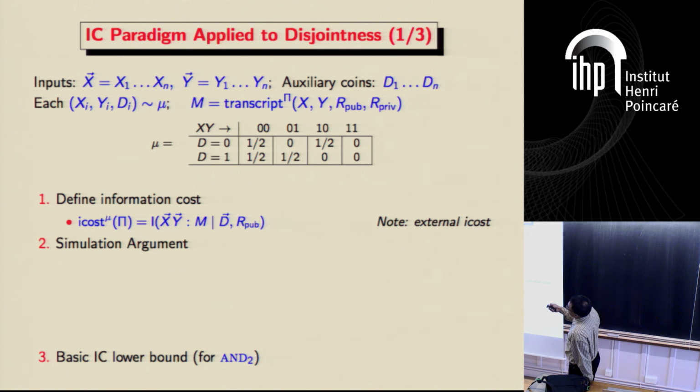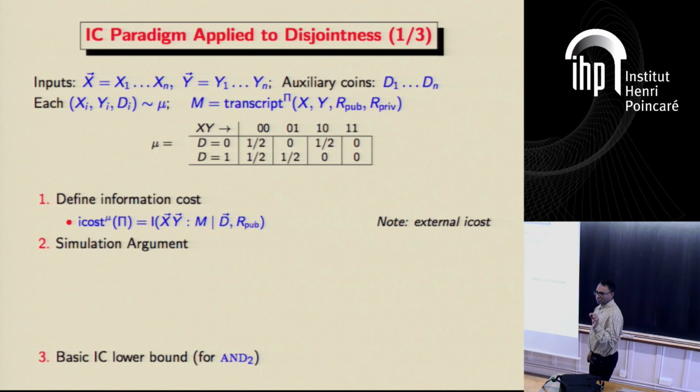So d equals 0 tells us that Alice is going to generate a random input, whereas Bob is going to only generate 0. You can check that this is what's happening. If d equals 1, then Alice will always generate a 0, and Bob will generate a random input. So in fact, you should think of d equals 0 as d equals Alice, and d equals 1 as d equals Bob, if you like. Okay. So we're going to make the following definition of information cost.